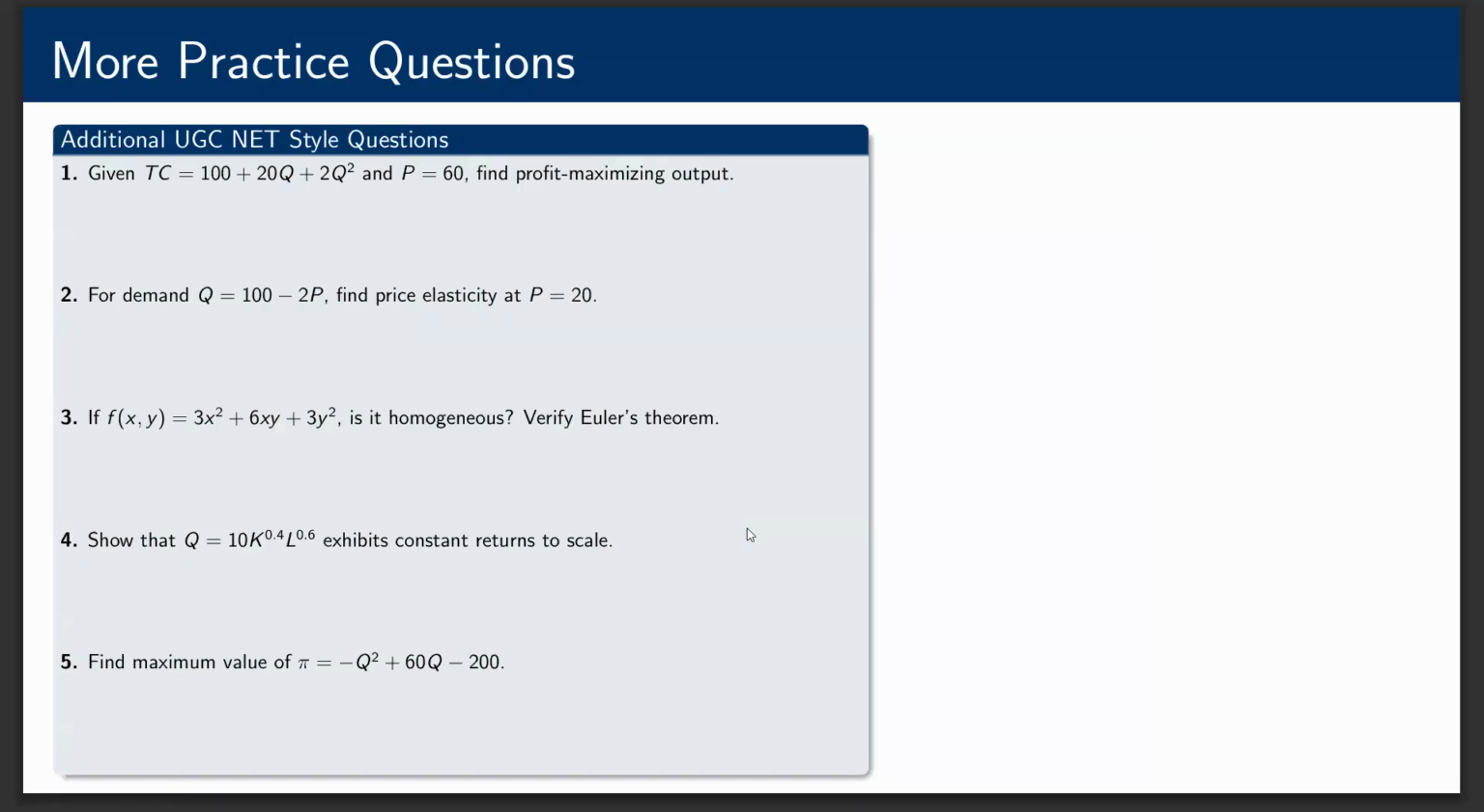Okay. Is this the next question? Given the TC and the value of P, find the profit maximization output. We have done this type of formula.